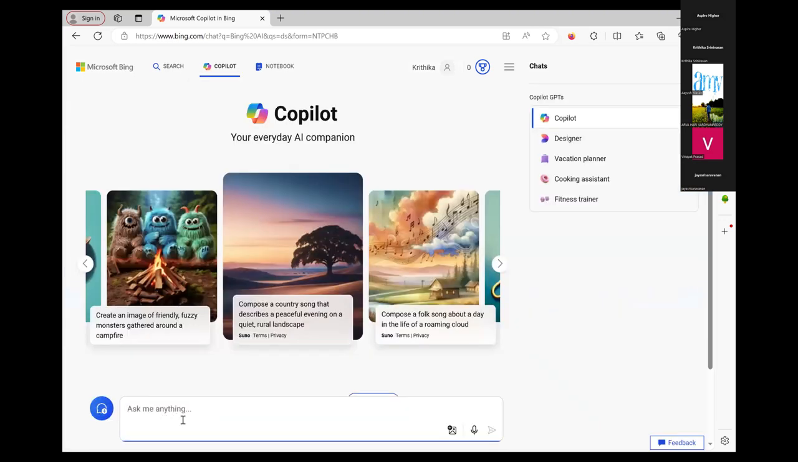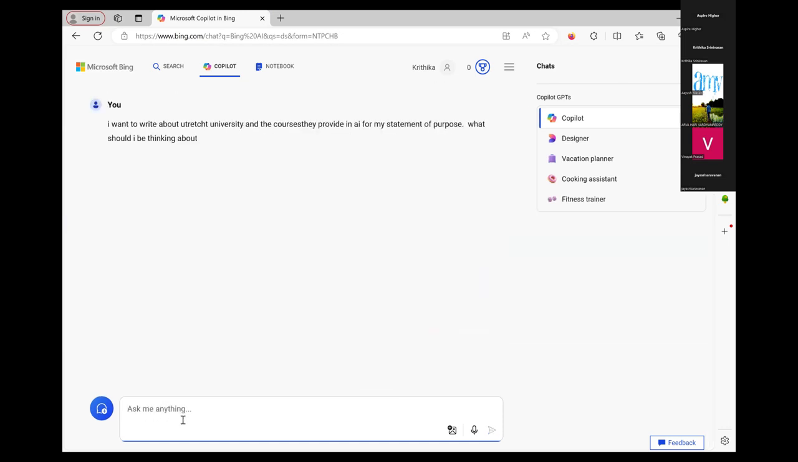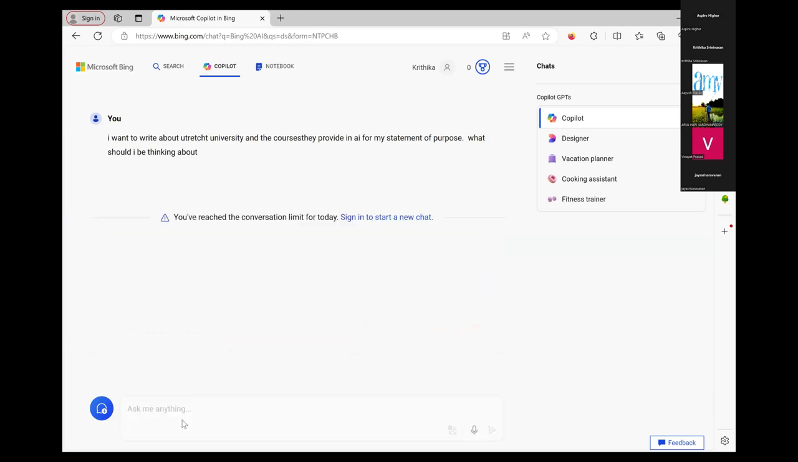So here you can say that I want to write about Utrecht University and the courses they provide in AI for my SOP or statement of purpose. You can write that. Okay. What are sites, what should I be thinking about? So here it can be like a good partner telling you something to think about.